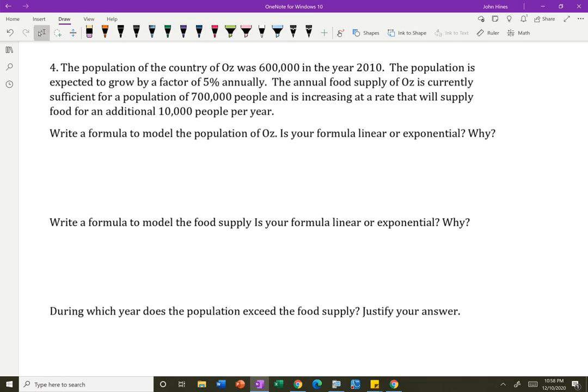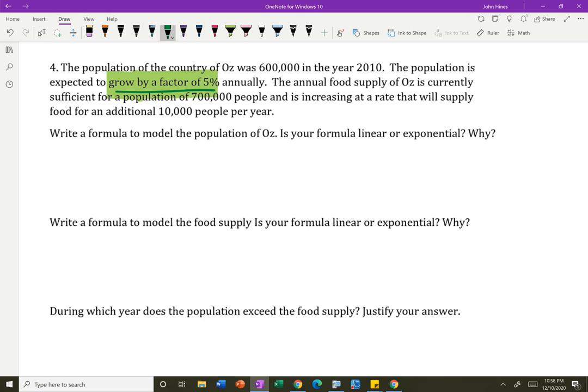Number 4, the population in the country of Oz. So we're in the Wizard of Oz here, everyone's favorite movie, Somewhere Over the Rainbow, Munchkin Land. So pretend we're in Munchkin Land right now. The population is expected to grow. Population is growing by a factor of 5%. So this is what we dealt with on Tuesday and Wednesday this week. Or for you guys, it was Wednesday and Thursday.